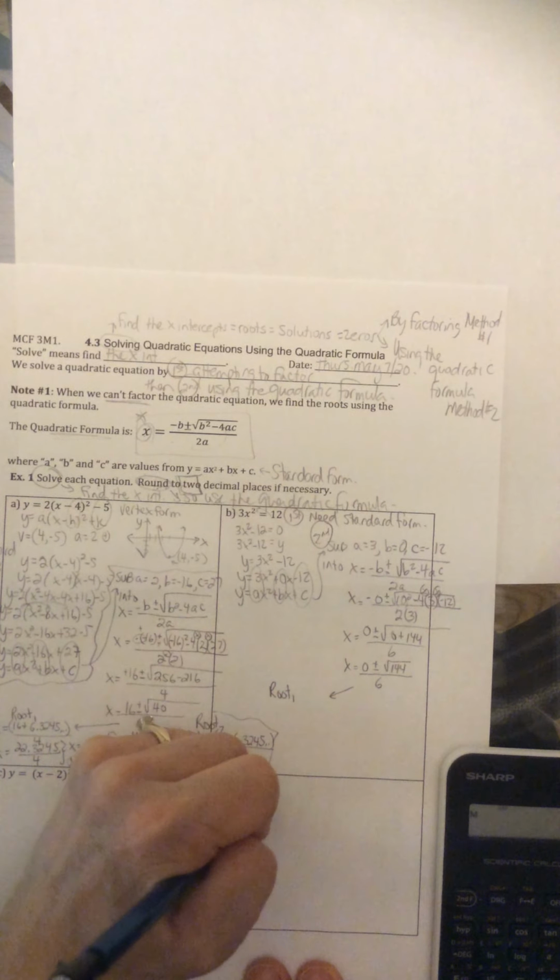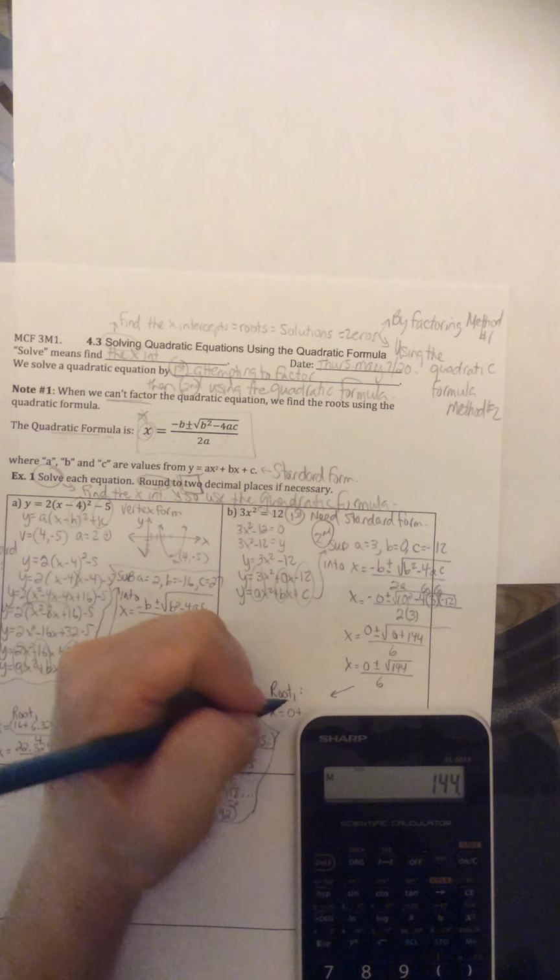All right. Okay, so now we can add the 0 plus the 144, which is 144. Now, if you know your perfect squares, this will be an exact number, right? So you know that, again, this is your time to break this up. So you'd have root 1 is x equals 0 plus, what is the square root of 144?